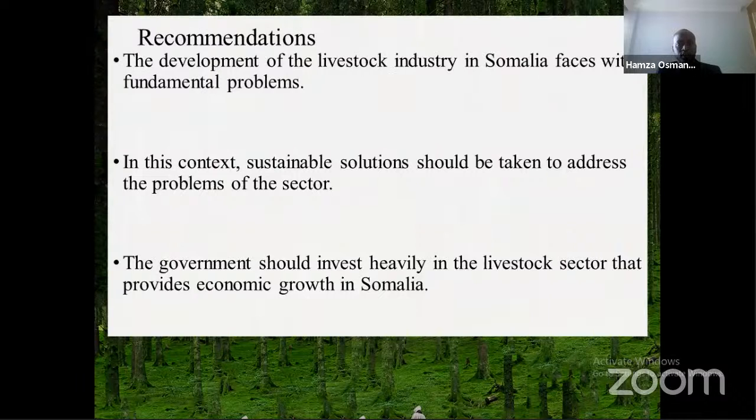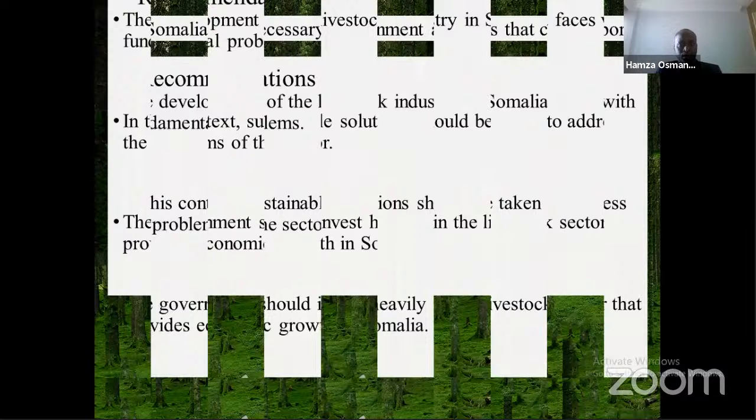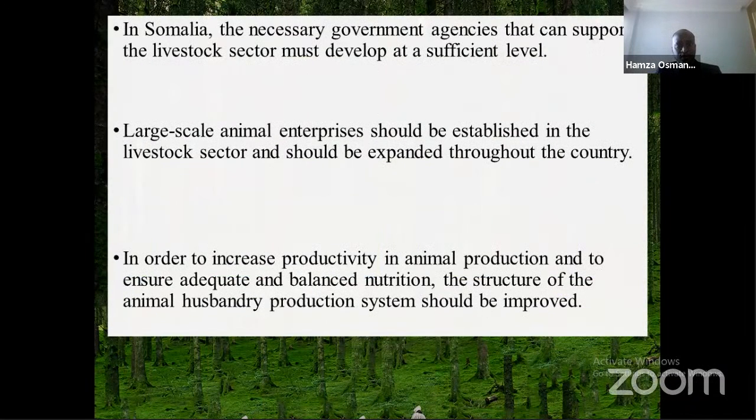The development of the livestock industry in Somalia faces fundamental problems. However, sustainable solutions should be taken to address the problems of the sector. The government should invest heavily in the livestock sector that provides economic growth in Somalia. The necessary government agencies that can support the livestock sector must develop at a sufficient level. Large-scale animal enterprises should be established in the livestock sector and should be expanded throughout the country.